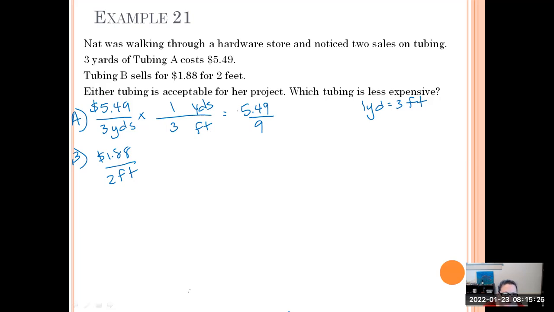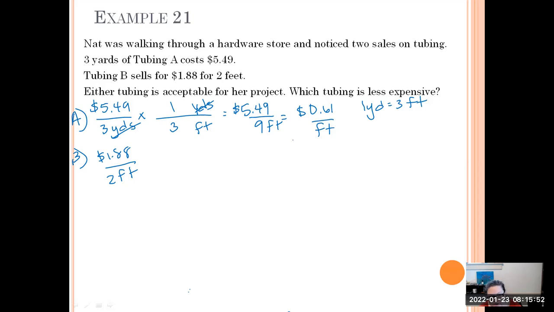All right, so that's dollars per feet because our yards went away when we multiplied it. Now we just need to use our trusty calculator and do 549 divided by 3, and we get 61 cents per foot.